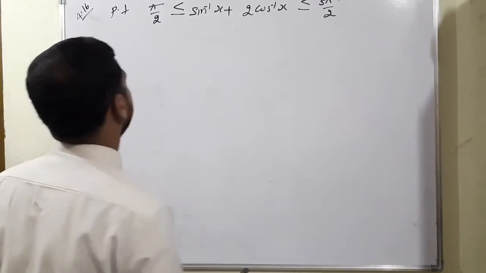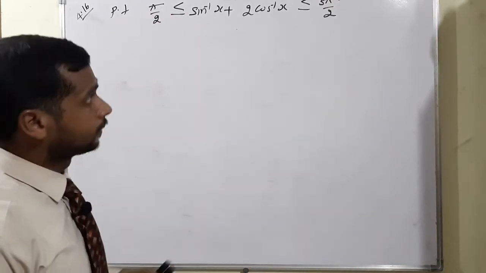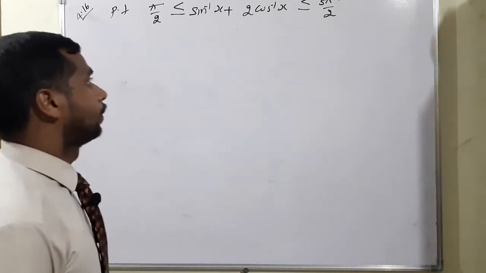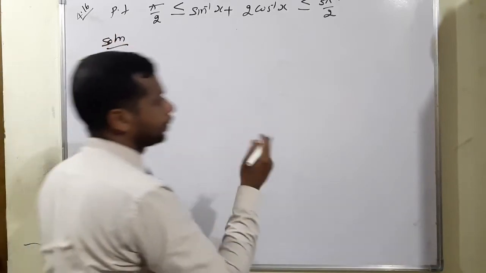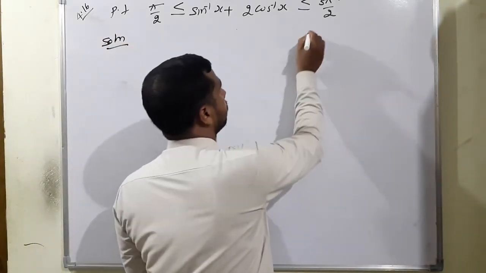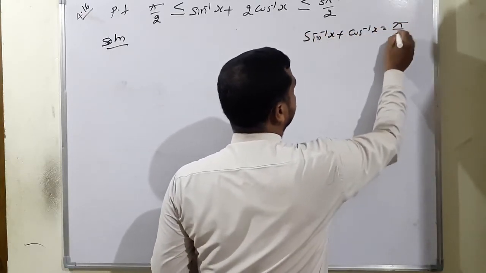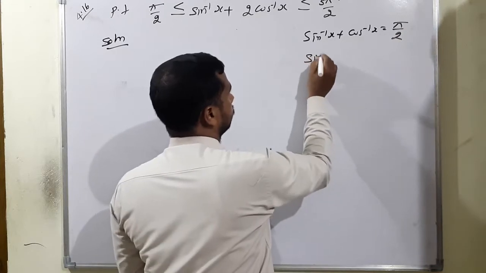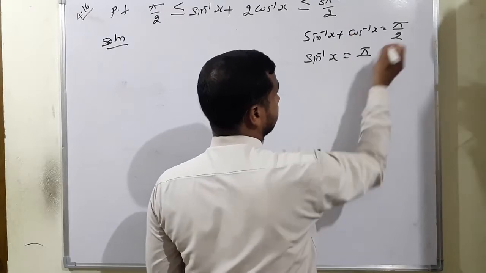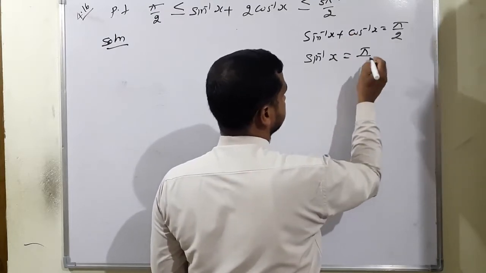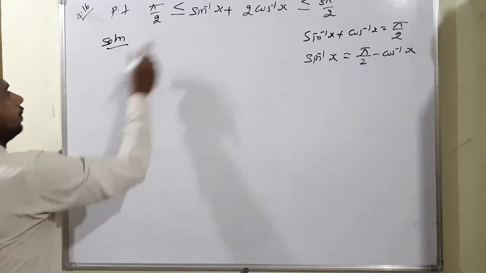Moving to example 4.16: prove that pi by 2 is less than or equal to sine inverse x plus 2 cos inverse x, which is less than or equal to 3 pi by 2. Solution: one of the main properties of inverse trigonometric functions is that sine inverse x plus cos inverse x is equal to pi by 2. Therefore, sine inverse x is equal to pi by 2 minus cos inverse of x.